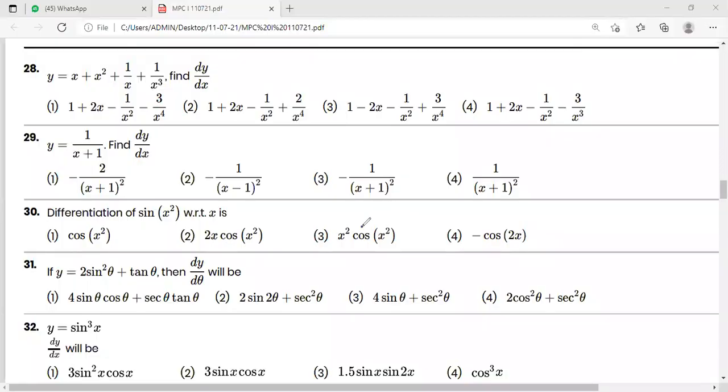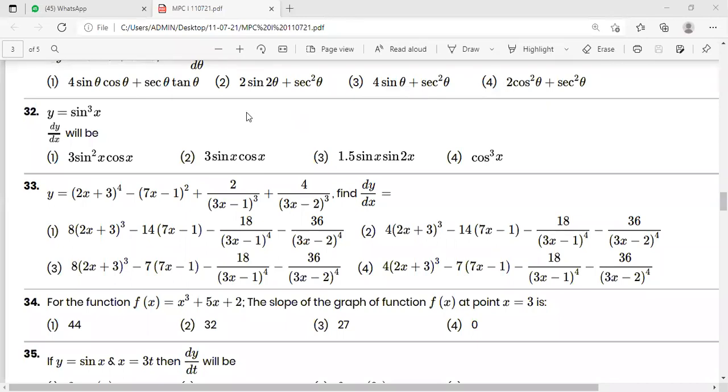Next one. Question number 31. If y equal to 2 sin square theta plus tan theta, then dy by d theta. With respect to theta you have to take here 2 into, what is the derivative for sin square theta? We already have derived in the previous class only. For sin square theta, the derivative will be sin 2 theta plus, and what is the derivative for tan theta? That is secant square theta only, no? So answer for dy by d theta will be 2 sin 2 theta plus secant square theta.